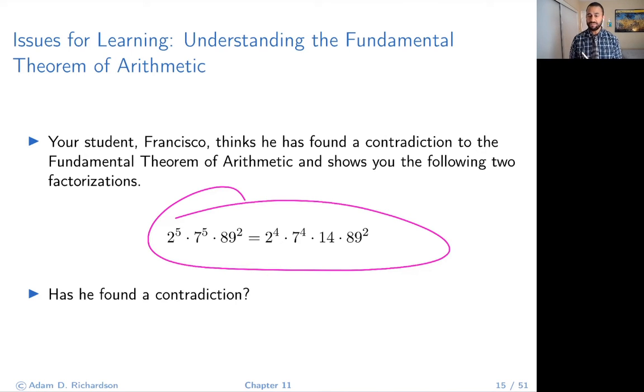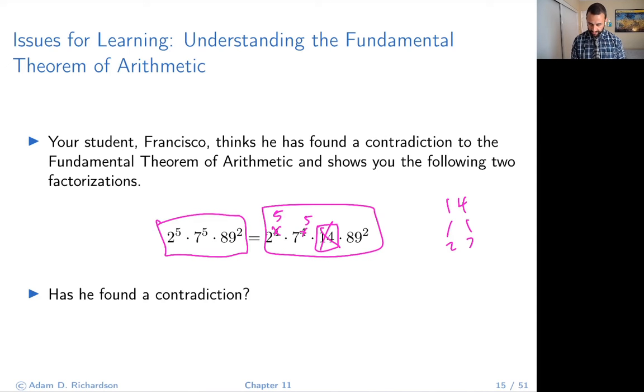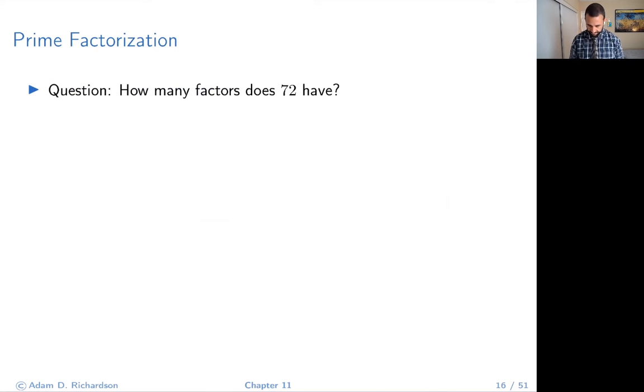So he hasn't found a contradiction because this number right here, 14, is not a prime number. 14 is actually 2 times 7, right? And once you factor that as 2 times 7, you'll realize that you can change this to a 5 and this to a 5, and this number will disappear. And then you'll have the exact same factorization that you have on the left side. All right, so no, he has not found a contradiction. But that just goes to show that you need to completely factor. You have to factor all the way if you want to find a prime factorization. And if you don't, then your prime factorization is not going to be accurate.